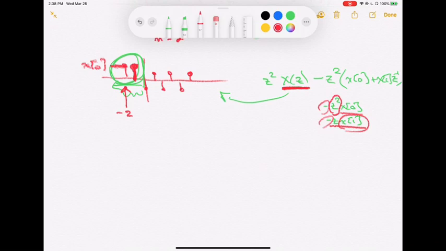Okay, so those were both cases of shift, both left and right, involving the unilateral transform. The right shift, we see it incorporating initial conditions. The left shift, we see it doing some corrections, getting rid of the terms that were getting shifted out of the window of the unilateral transform.